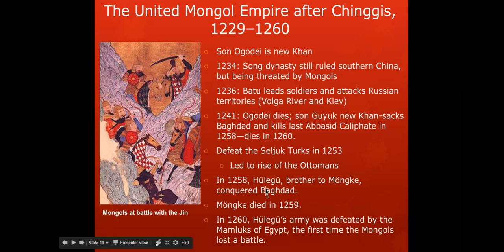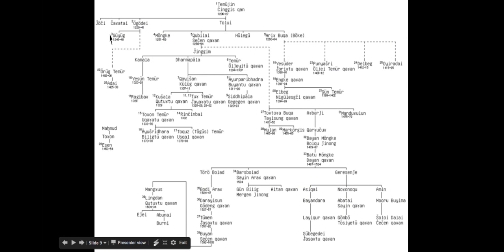In 1258, Hulegu, the brother to Monkey, conquers Baghdad. And then Monkey dies in 1259. And we're going to jump back real quick in just a second. In 1260, Hulegu's army is defeated by the Mamluks in Egypt. This is the first time the Mongols actually lose a battle. But there's a reason why this is very important. So we're here. Monkey dies, and he has no children. He actually dies fairly young.